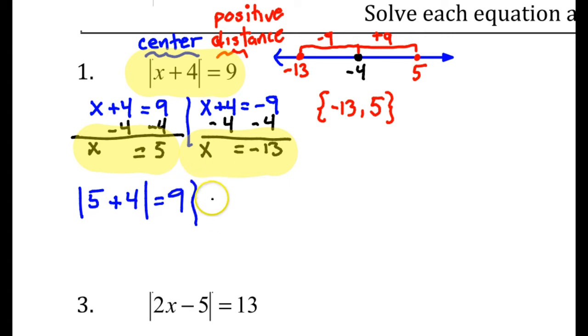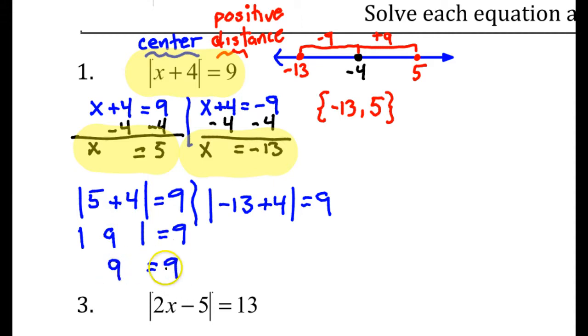And you're going to show that the absolute value of -13 plus 4 is equal to 9. So here we have the absolute value of 5 plus 4, which is the absolute value of 9. Does that equal 9? And as you know, the absolute value of 9 is equal to 9. Remember, absolute value of 9 is just distance. So as soon as it's a true statement, that means your answer is correct. We know this is correct for sure.